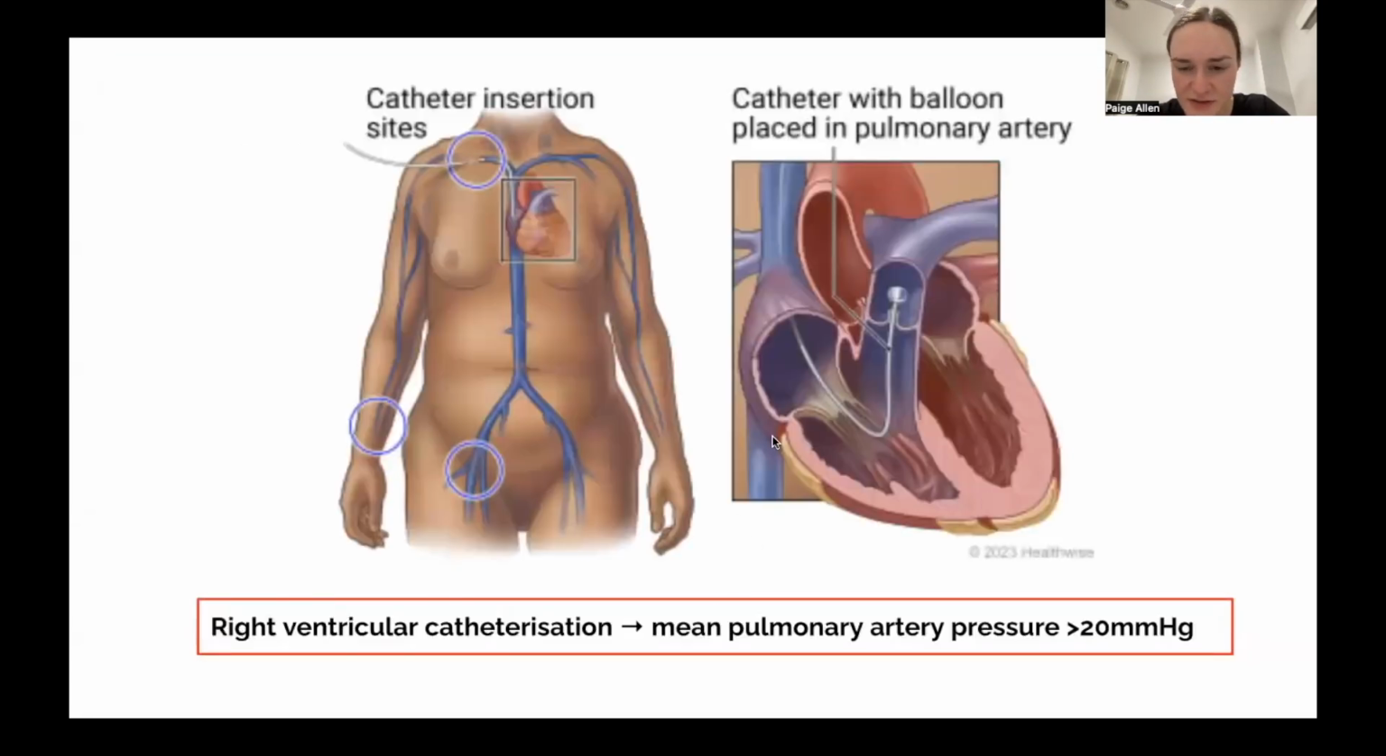So this was that catheterization I was talking about. It's a percutaneous intervention. You can go in any of these spots, and then you literally go right up through the right atrium, right ventricle into the pulmonary vessels to measure the blood pressure. And you're looking for a mean pulmonary artery pressure.